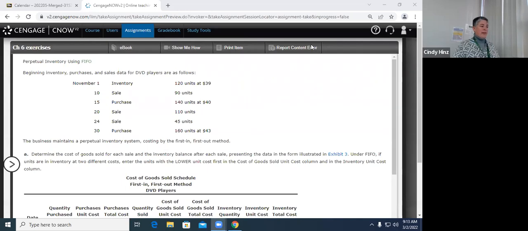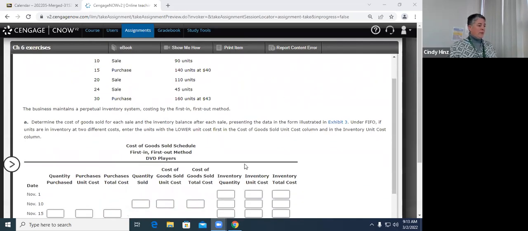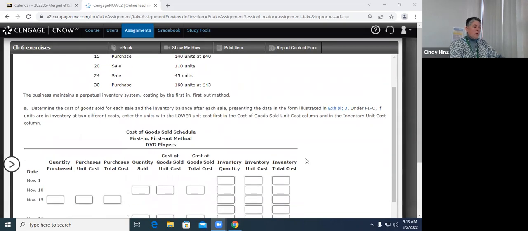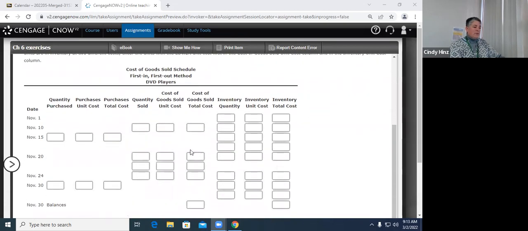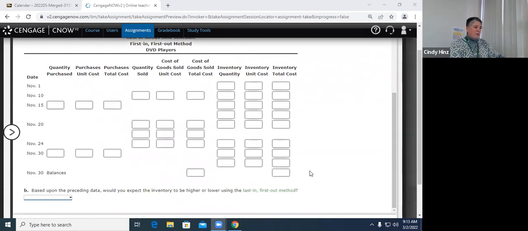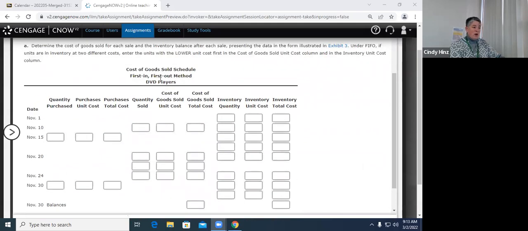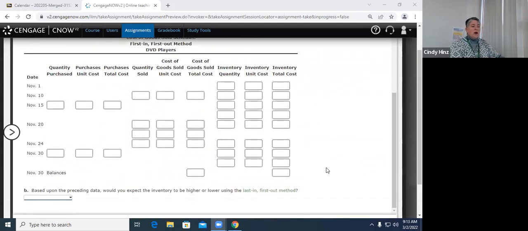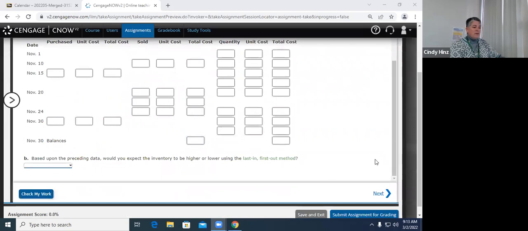Okay, so that's what we're going to be looking at here. And we are asked to determine the cost of goods sold for each sale, the inventory balance after each sale. And we're going to be using this worksheet here, which is an inventory record or cost of goods sold schedule of everything that happened during the month of November.